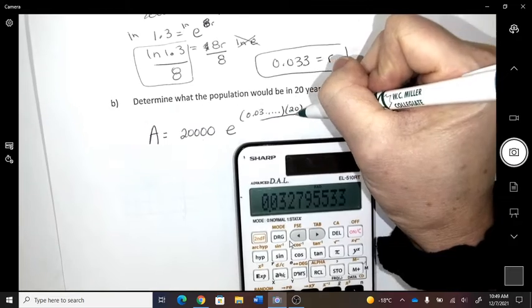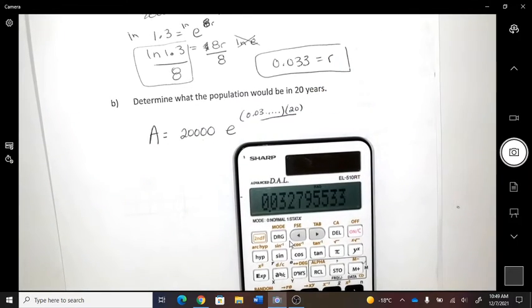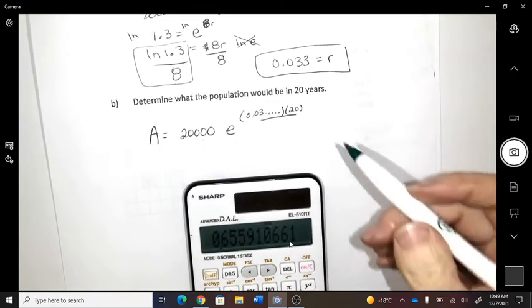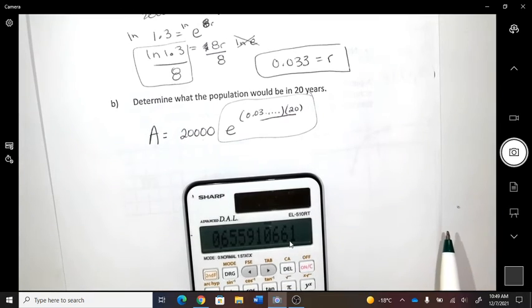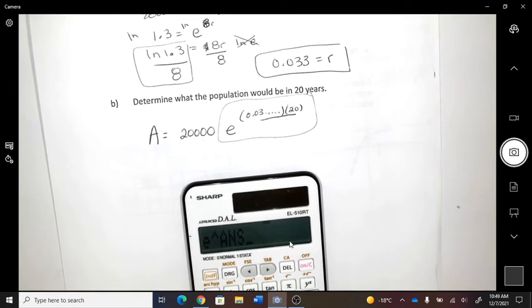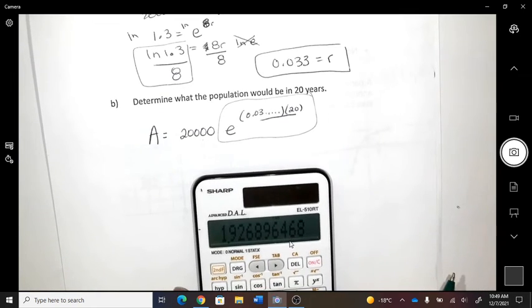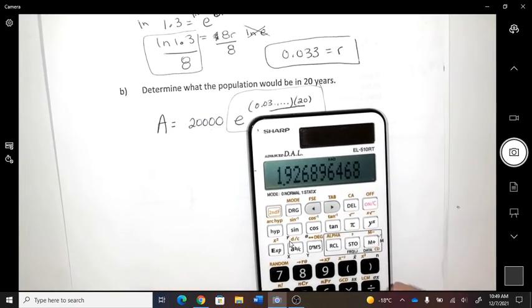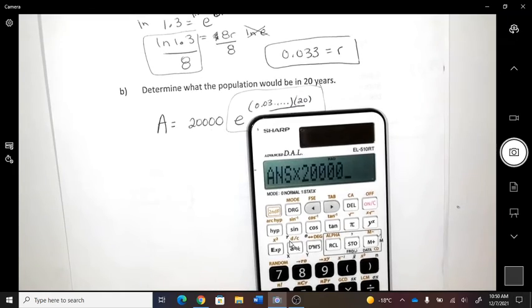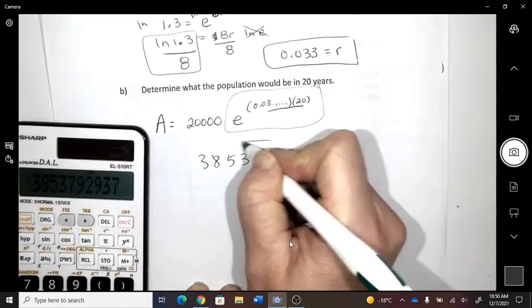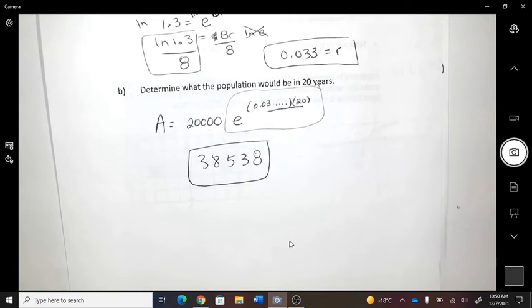Okay, so we're going to do this first. That times 20 in my calculator equals. Okay, now I'm going to do this. E to that answer, so e to that exponent equals, so I'm at like 1.92, and then times 20,000. And here is a spot where you can go to a whole number because it's a population of people.